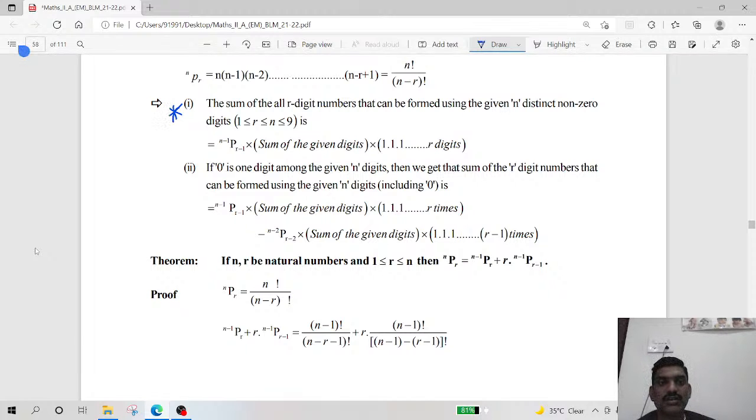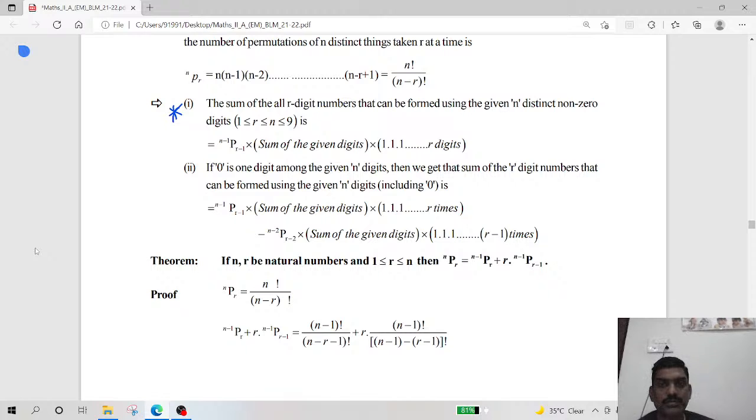The sum of all r-digit numbers that can be formed using the given n distinct non-zero digits, 1 ≤ r ≤ n ≤ 9, is (n-1)P(r-1) times the sum of the given digits times 111...1 (r digits). However many digits there are, that many times we write the 1. Suppose 0 is one digit among the given n digits, then what we have to do? It is (n-1)P(r-1) times the sum of the given digits times 111...1 (r times) minus (n-2)P(r-2) times the sum of the given digits times 111...1 (r-1 times). Remember that formula.